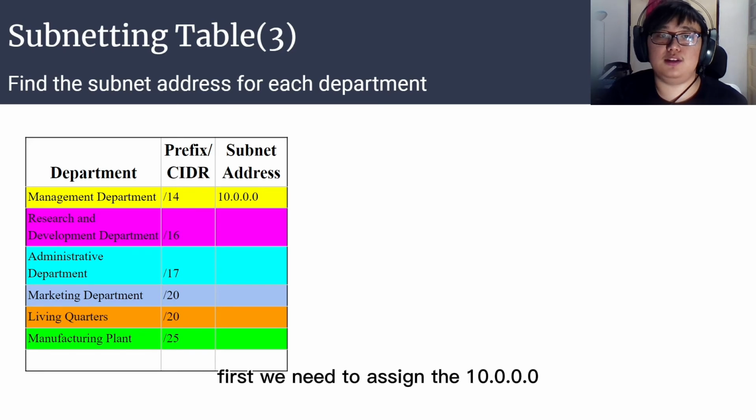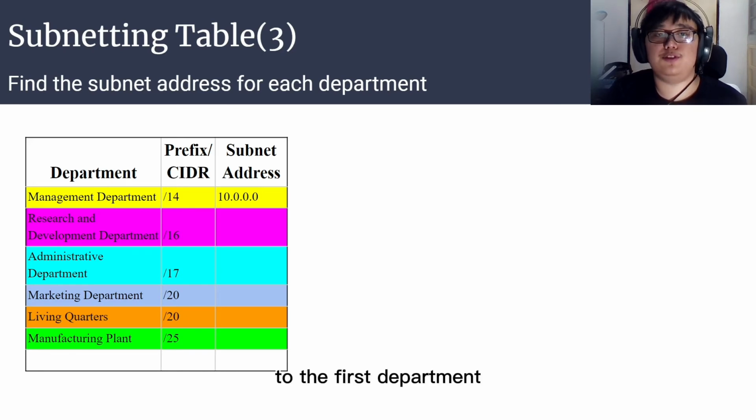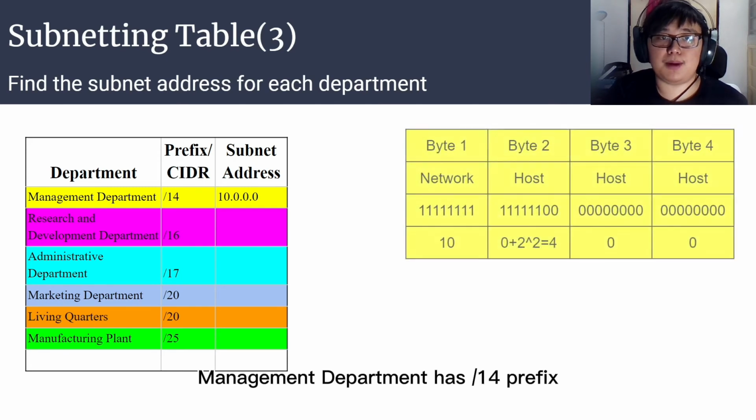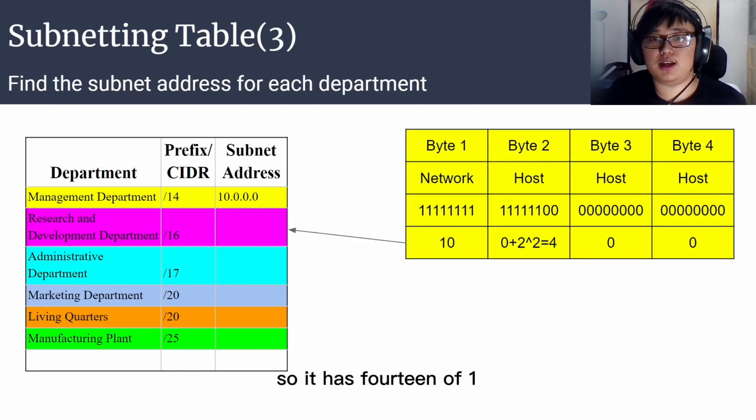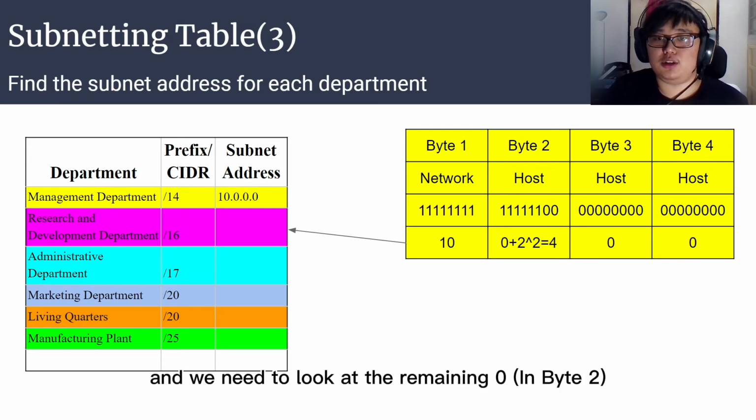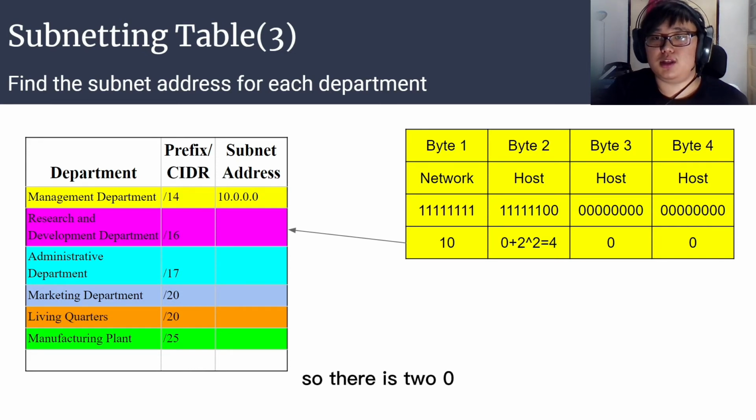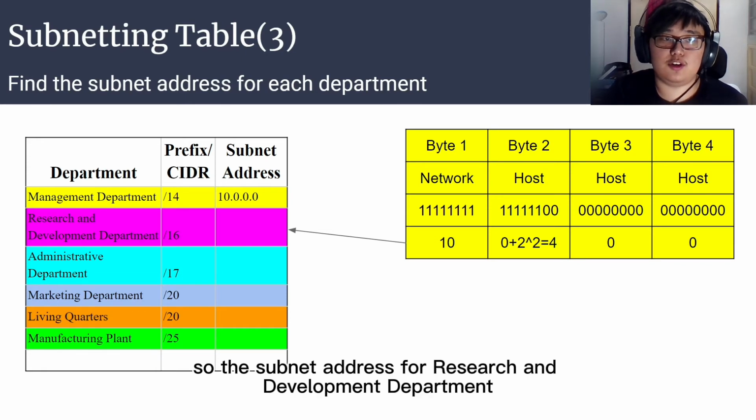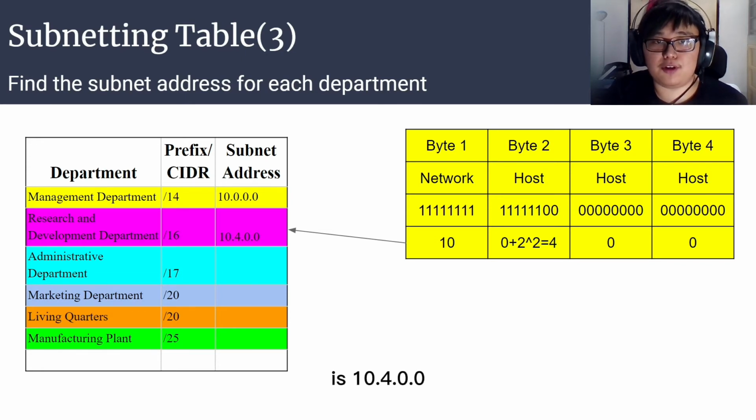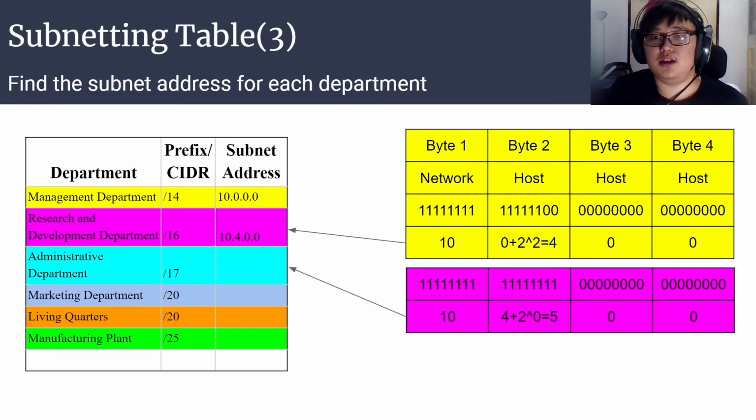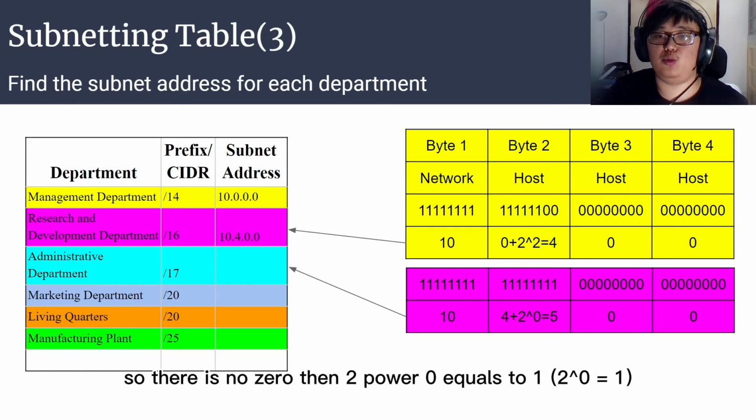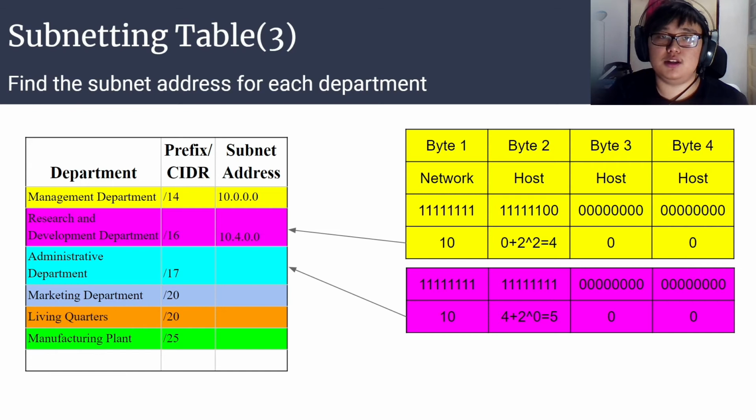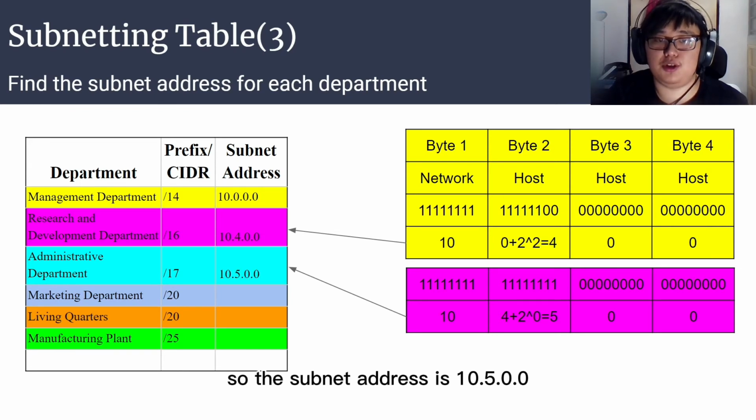First, we need to assign 10.0.0.0 to the first department. The management department has a /14 prefix, so it has 14 ones, so the change will occur in byte 2. We look at the remaining zeros, so there are 2 zeros, so 2 power 2 equals 4. So the subnet address for the research and development department is 10.4.0.0. Next, the prefix is /16, so there are no zeros, 2 power 0 equals 1, 4 plus 1 equals 5. So the subnet address is 10.5.0.0.